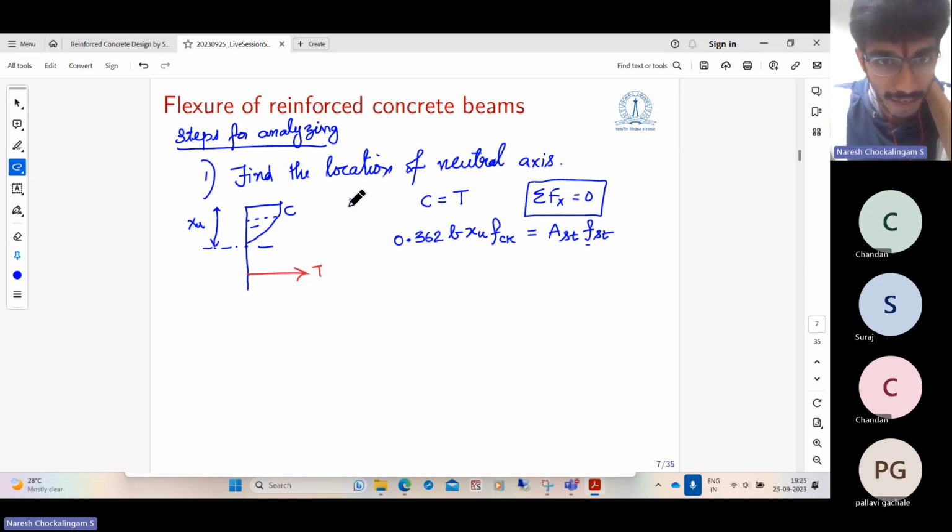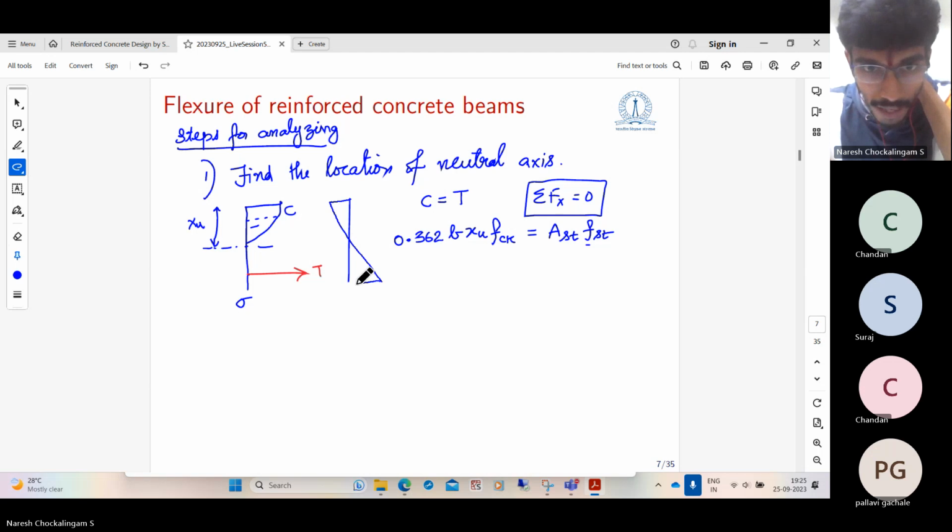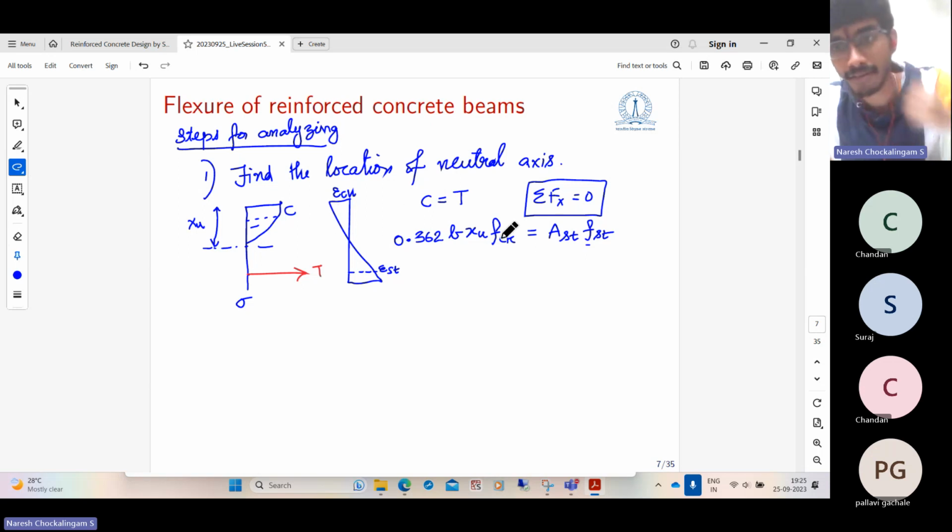Fst can be found by assuming a linear strain distribution. So this is the stress distribution and this is the strain distribution. The strain distribution is linear. Take it like this. The strain in steel at this level is epsilon st. And the strain in concrete at failure, at the limit state, is epsilon cu, because beyond epsilon cu the concrete will crush. So just solve this equation. This is known, this is known, this is known.